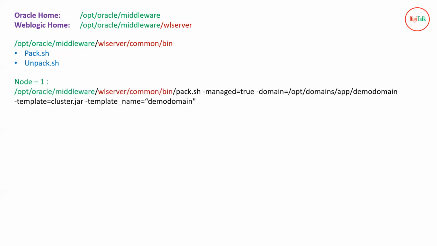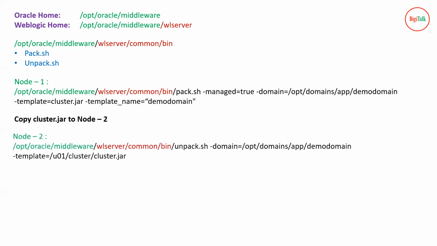So what is the syntax for that? Go to node one and run the pack command with the options that I have shown on the screen. This command will create a template with the name cluster.jar. You have to copy that jar file to node two and run the unpack command. It will extract the domain in the same location on node two as on node one, right? So you have the same domain location on node one and node two. Similarly, just like you had the same path for the installation on node one and node two, you will have the same path for your domain as well.